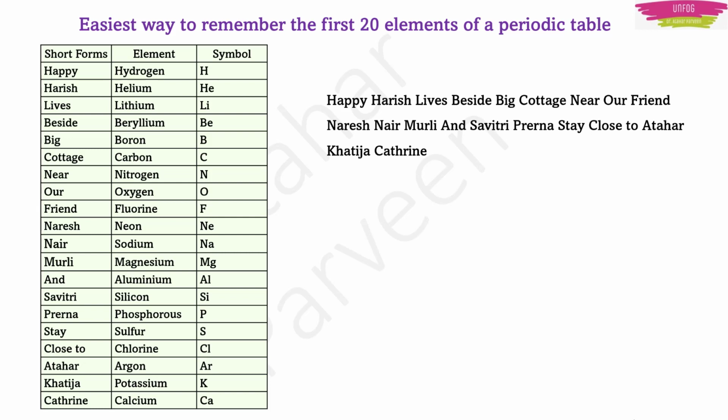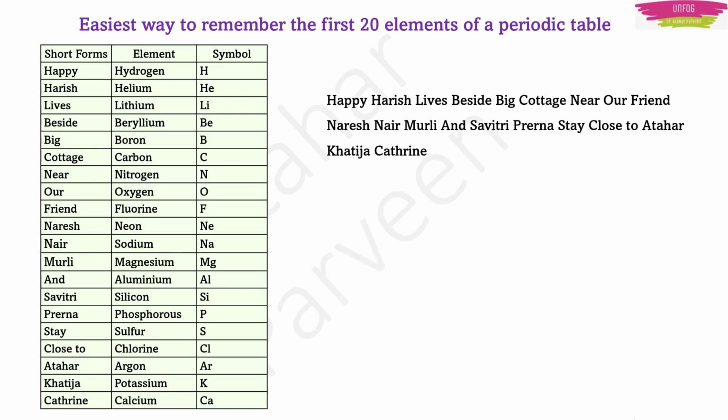Happy means the first letter is H, right? H for hydrogen. Harish, again H for helium. Lives, L for lithium. Beside, B, beryllium. Big, B, boron. Cottage, C, carbon. Near, N, nitrogen. Our, O, oxygen. Friend, F, fluorine. Naresh means N for neon.